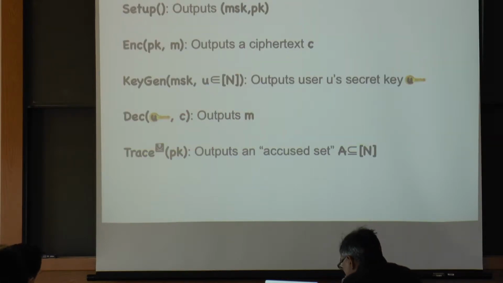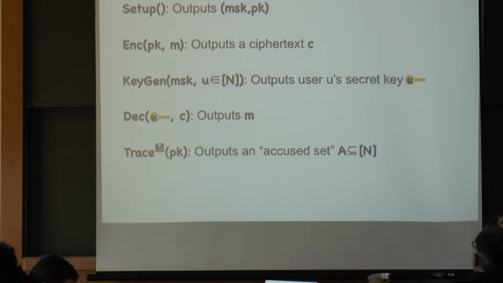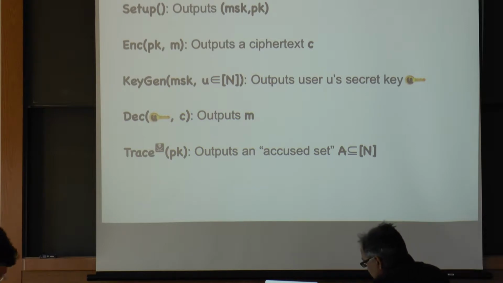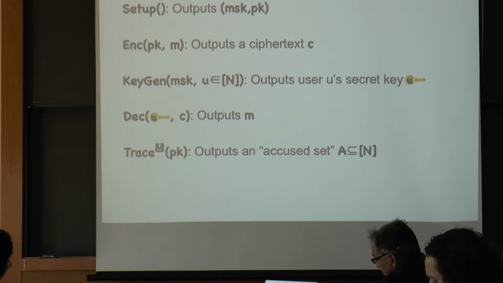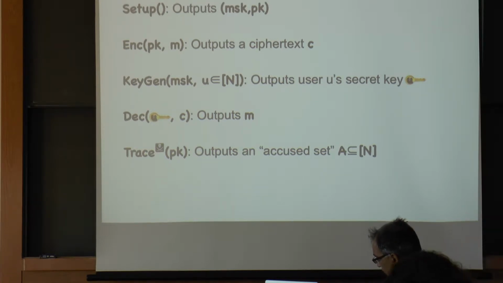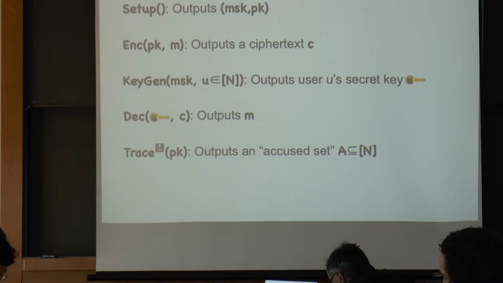Okay, so now I'm going to actually formally define traitor tracing. So we have some syntax here. We have a setup procedure that outputs a master secret key and a public key. This public key is just public, anyone can see it, even the enemy. The secret key is kept by the authority. We have an encryption procedure that just encrypts a message using a public key and outputs a ciphertext.